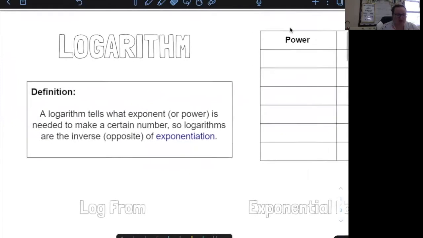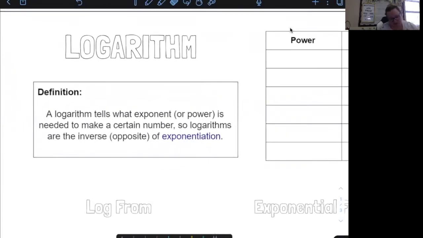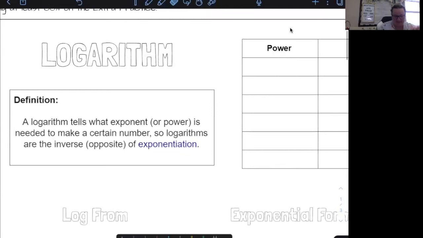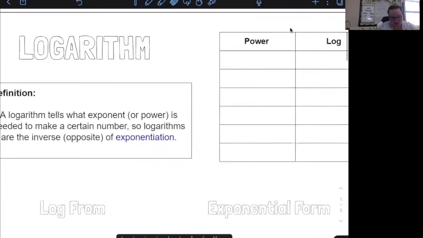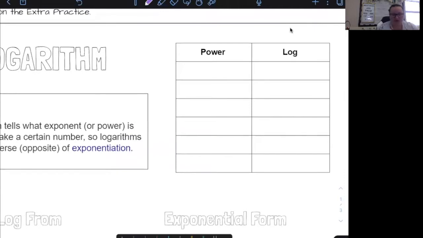All right, so what is a logarithm? I have the definition of a logarithm here, and the formal definition is a logarithm tells what exponent or power is needed to make a certain number. So logarithms are the inverse or the opposite of an exponentiation. I don't know why that word made me laugh. So what that means is a logarithm is kind of like an algorithm that's used to express an exponent in a certain way. Let me show you some examples because logs don't really make sense till you just jump in and start working with them.